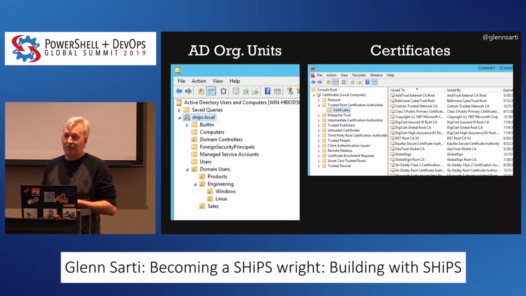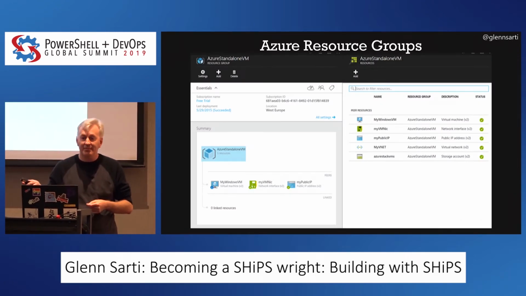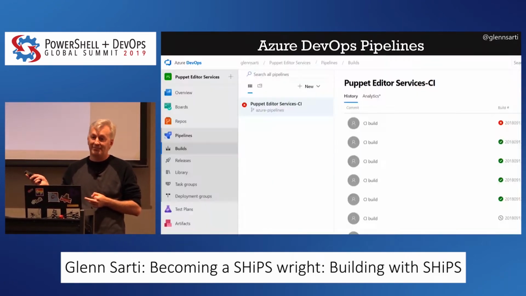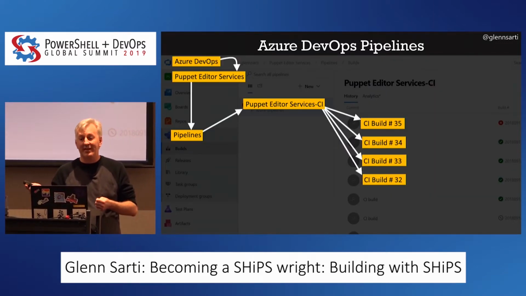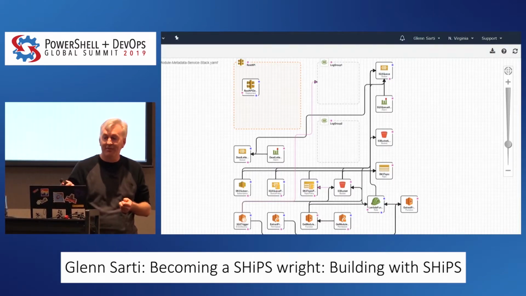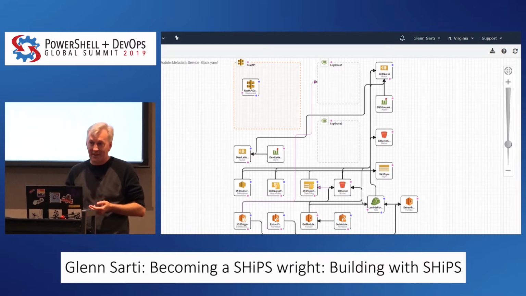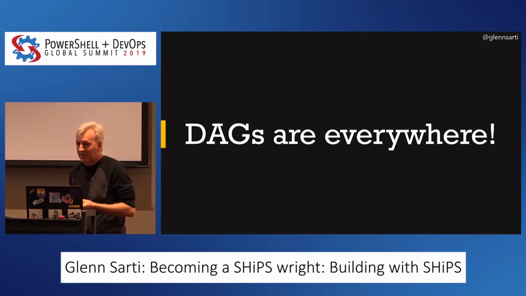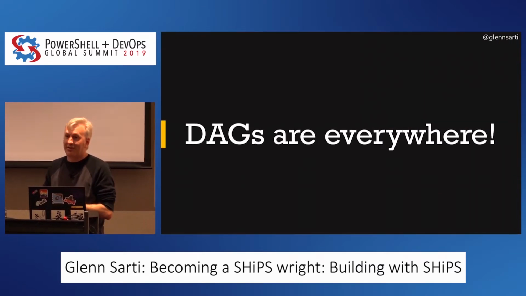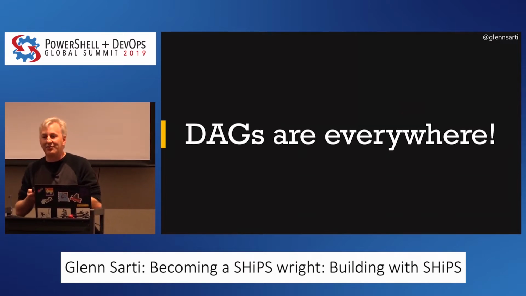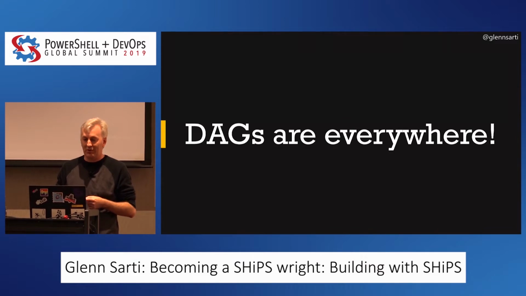AD org units or certificate stores, DAGs. Azure resource groups, also DAGs. Azure DevOps pipelines can also be represented as a DAG. Even the AWS CloudFormation design displays all of the templates as a directed acyclical graph. Org units, networks, language, CMDBs, application menus. These are all represented as directed acyclical graphs, and DAGs are everywhere once you go looking.